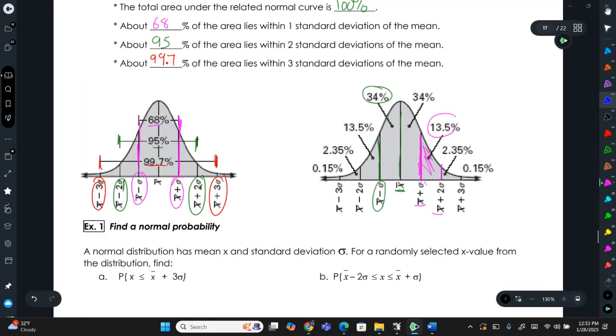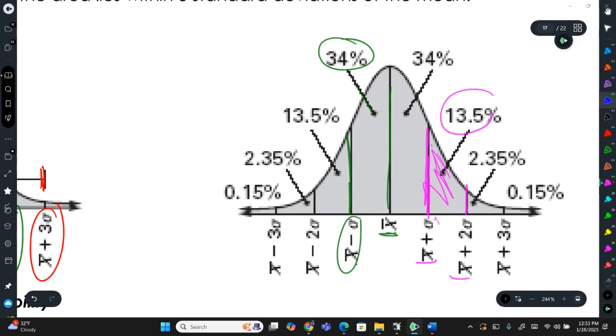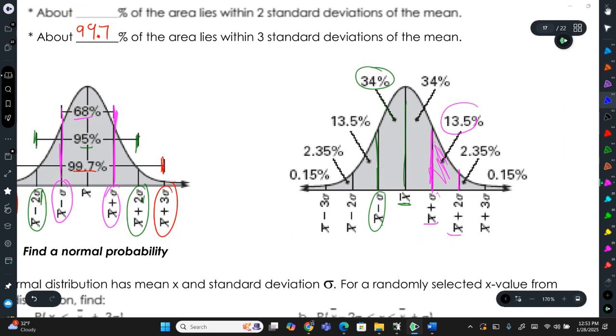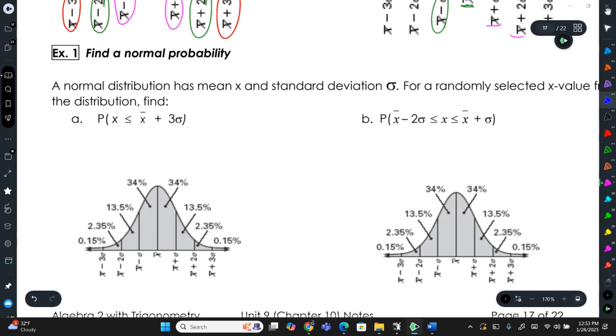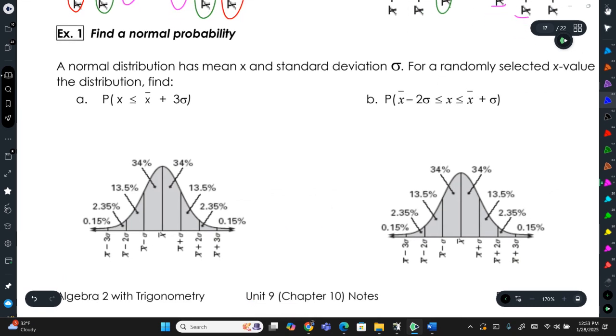So we use the mean and standard deviation to figure out how much of our data falls within this range. We don't know anything about the specific data points. We just know how much of the data would fall within that range. So what we'll do with these examples is first use them in terms of the mean and standard deviation, and then apply that to real problems.